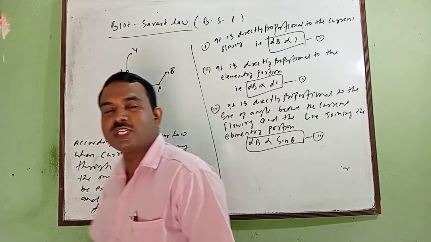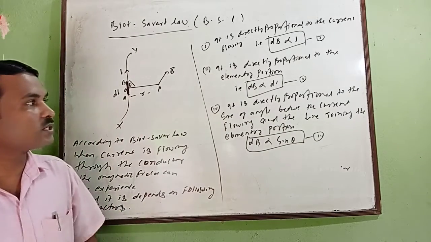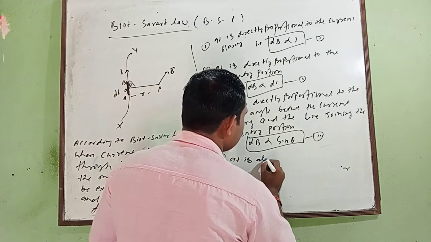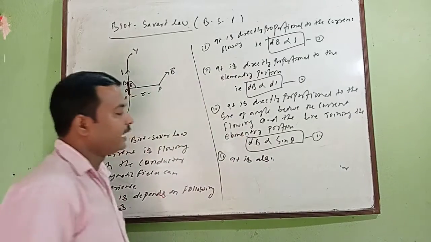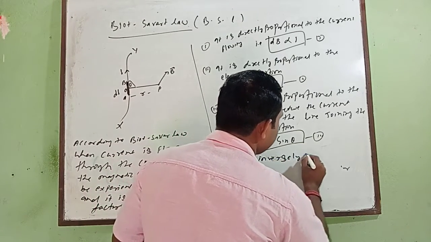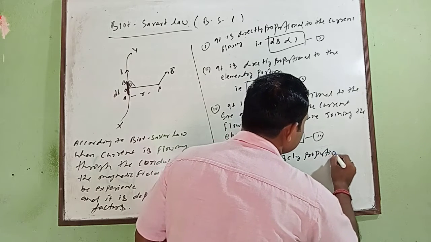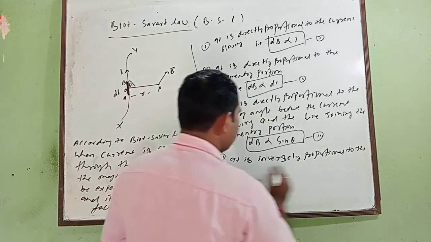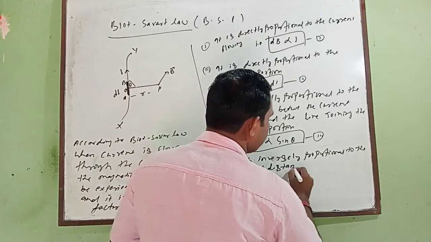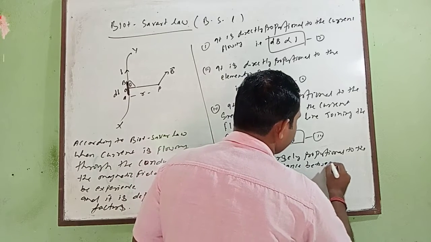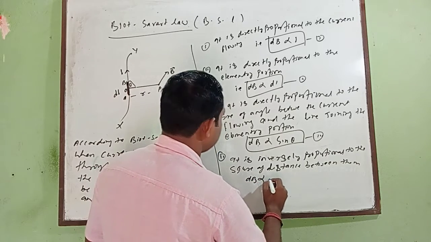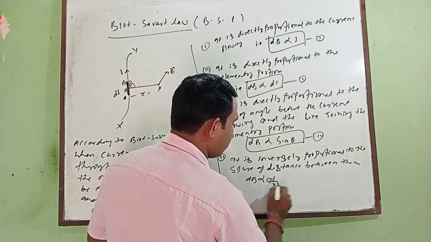Okay, we got three equations, and you know that here is the distance, so it is also inversely proportional to the square of distance between them. That means you can write dB directly proportional to, inversely, yes, 1 by r square.